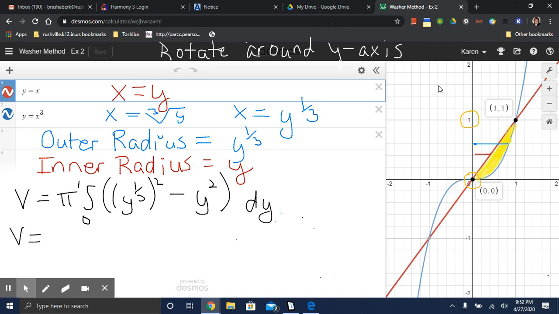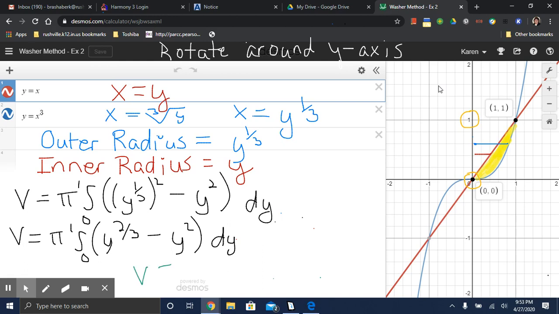So our volume is going to equal pi times the integral from 0 to 1. Well, when you square with fraction exponents, you just multiply the exponents. So that's going to be y to the 2/3 power minus y squared dy. So now we can start doing the actual integration.